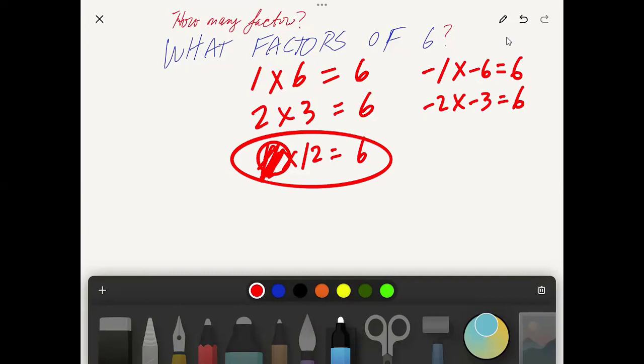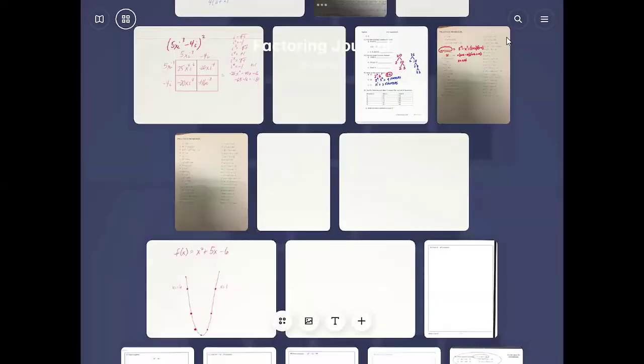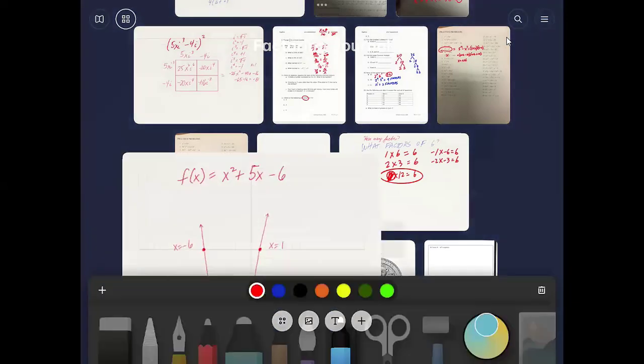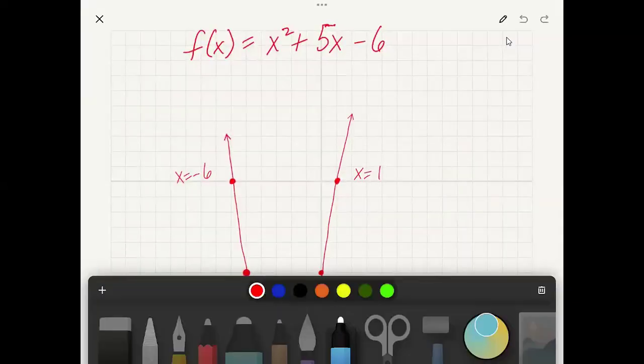All right. So I'm going to show you. Factors are just two numbers that you multiply together, two integers that you multiply together to get another number. Now, it's a similar idea for polynomials. You can multiply two linear terms to get another polynomial. And let me show you exactly what I mean.